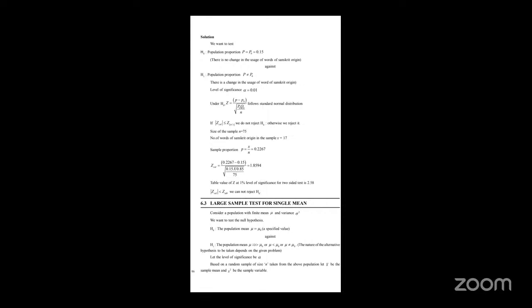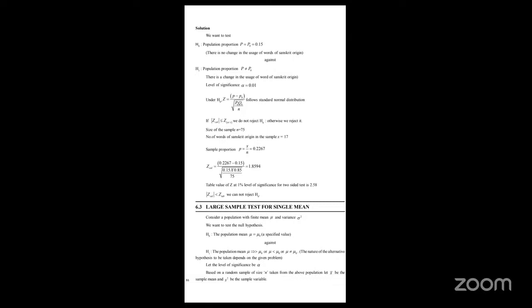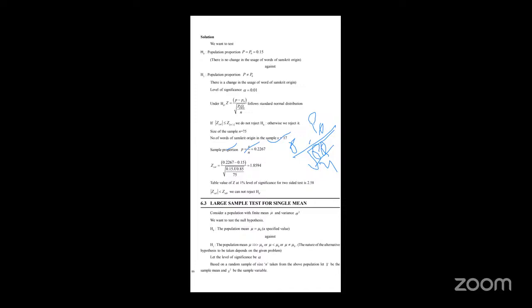So here, this is small p, this is capital P, and this is PQ by n. So that value is 1.8594, the calculated value. The tabular value of the test is 2.58 at the 1% level of significance. So the calculated value is less than the tabular value, so we accept the null hypothesis.